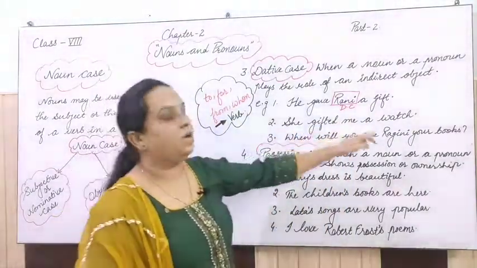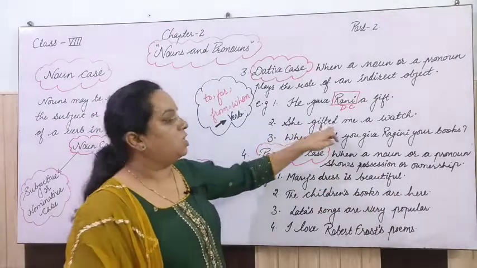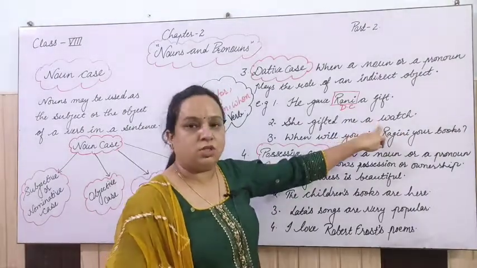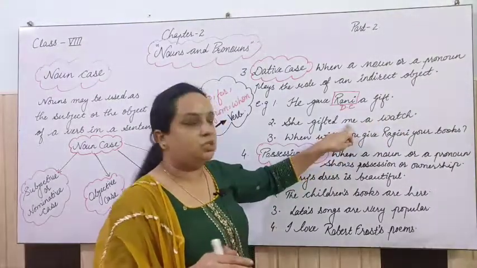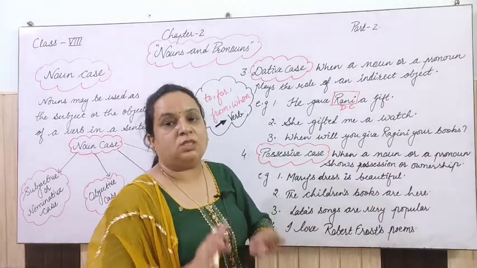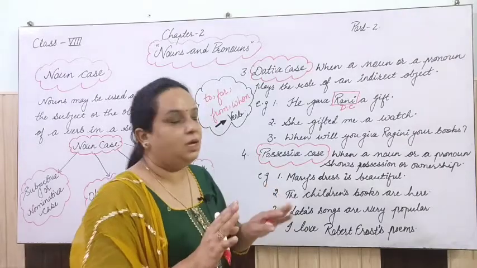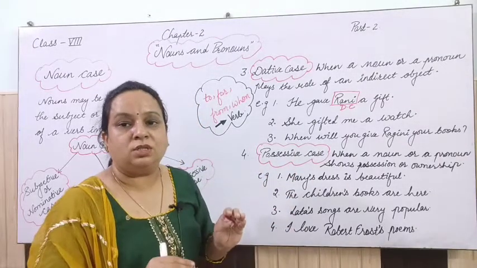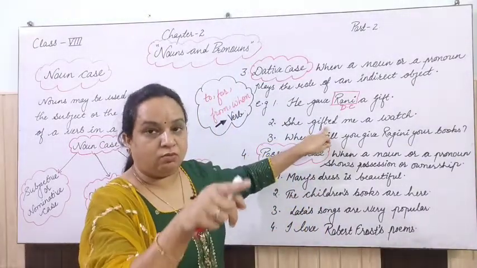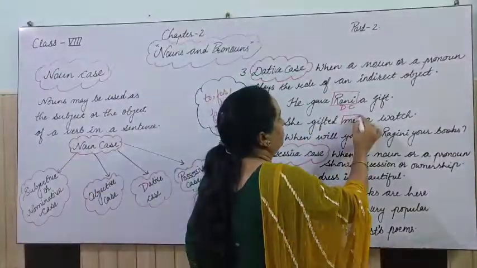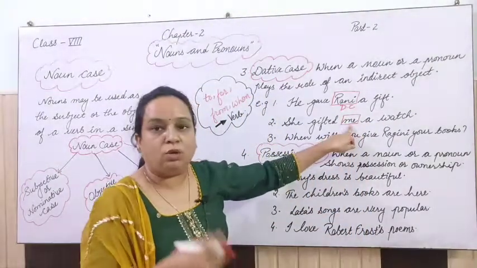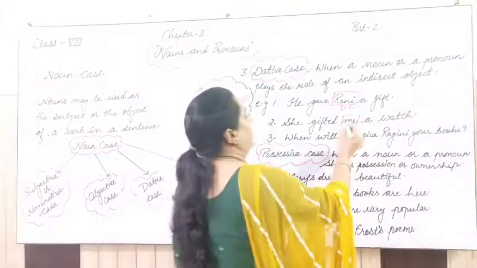She gifted me a watch. Now she is subject, gifted is verb, me and a watch. So me is what and a watch is what? Both are objects, but one is direct object and the second one is indirect. Now what are direct objects? Direct objects are the things, right? And indirect objects are the persons or the receivers. So she gifted me a watch. Just after the verb, right? Me. Who is the person who received the watch? Receiver is who? Me.